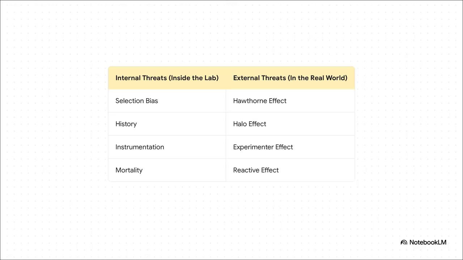All right, let's pull all this together. Here's a quick summary of the common threats we've been talking about. We looked at the internal threats, the things that can go wrong inside the lab, like selection bias, history, broken instruments, and mortality. And then we looked at the external threats, the real-world problems, like the Hawthorne effect and the halo effect. Just being able to spot these is a huge step.